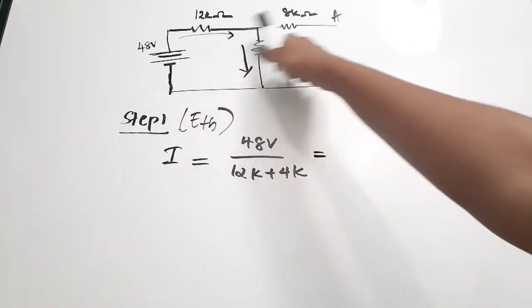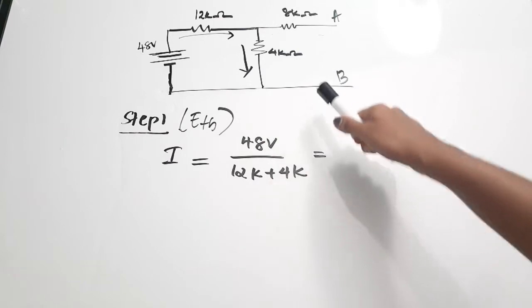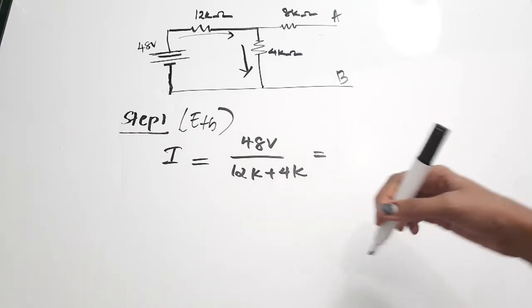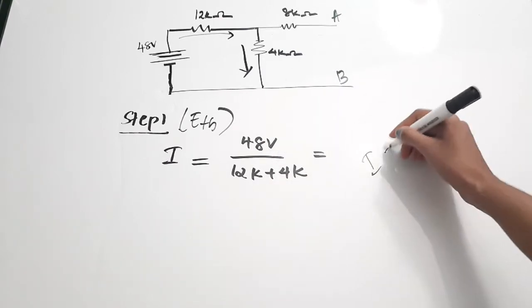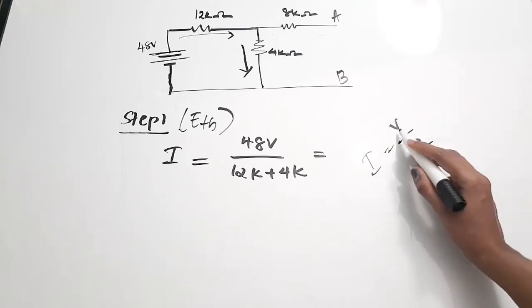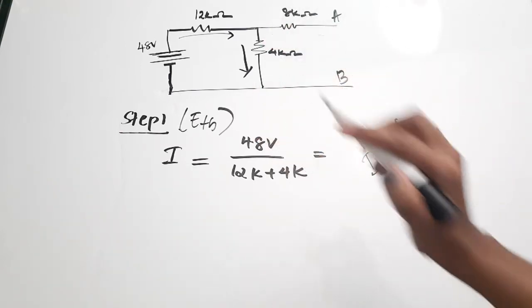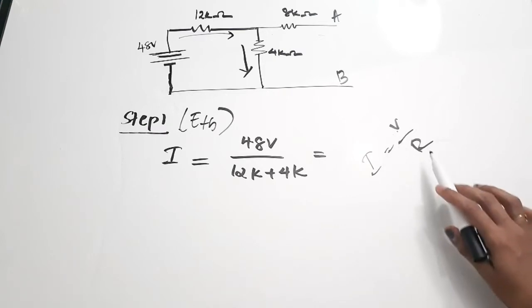I hope it is clear. In order to find the current in this connection, we have to consider the equation: I is equal to V by R. Now, V is the voltage. You can find only one voltage source here, which is 48 volt. So, 48 volt by resistance.